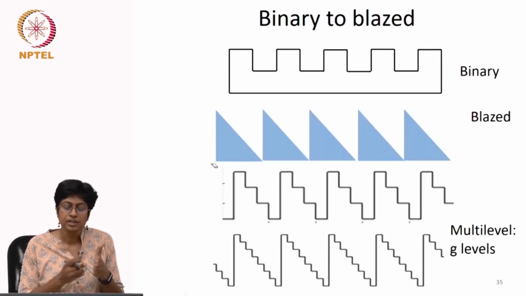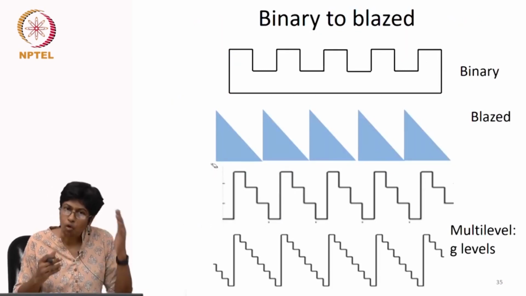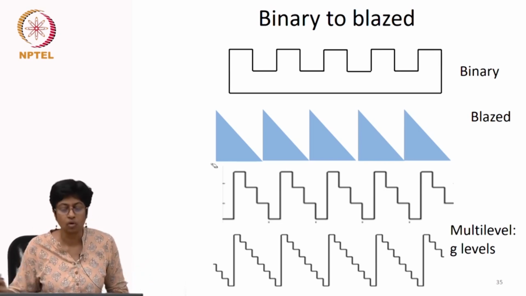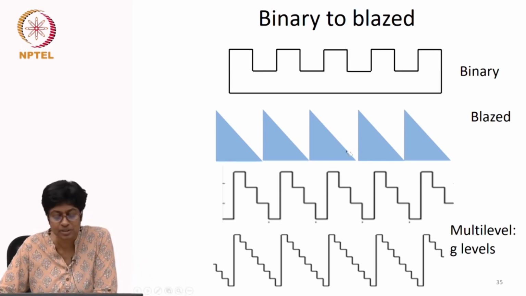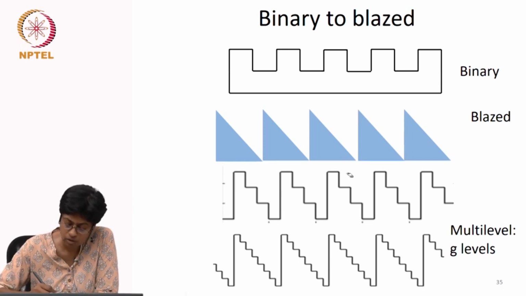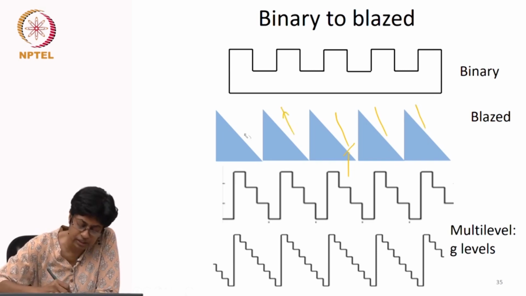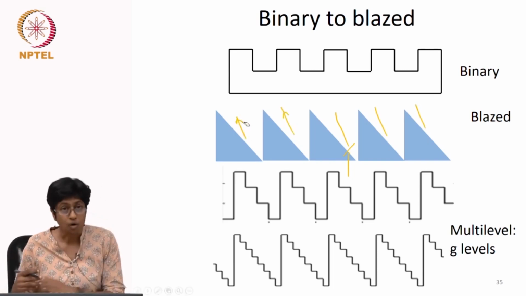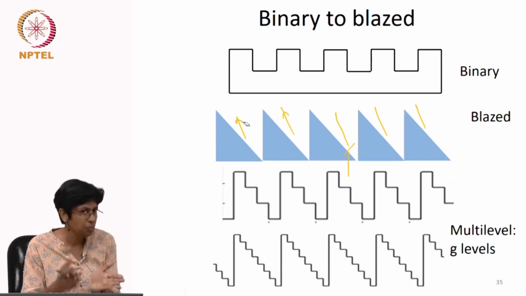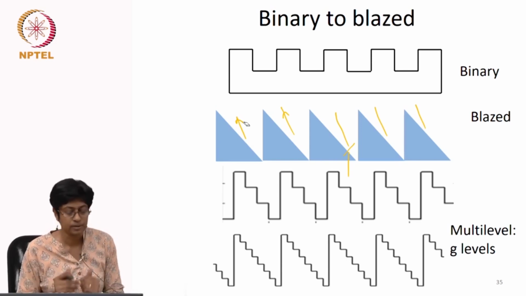If I want to get rid of the problem of having always a +1 and a -1 order, then I have to break the symmetry somehow, and this blazed prism structure would break the symmetry. So light incident on this would all bend in one direction, one preferential direction. So you could have almost 90% of the light going only into one order.